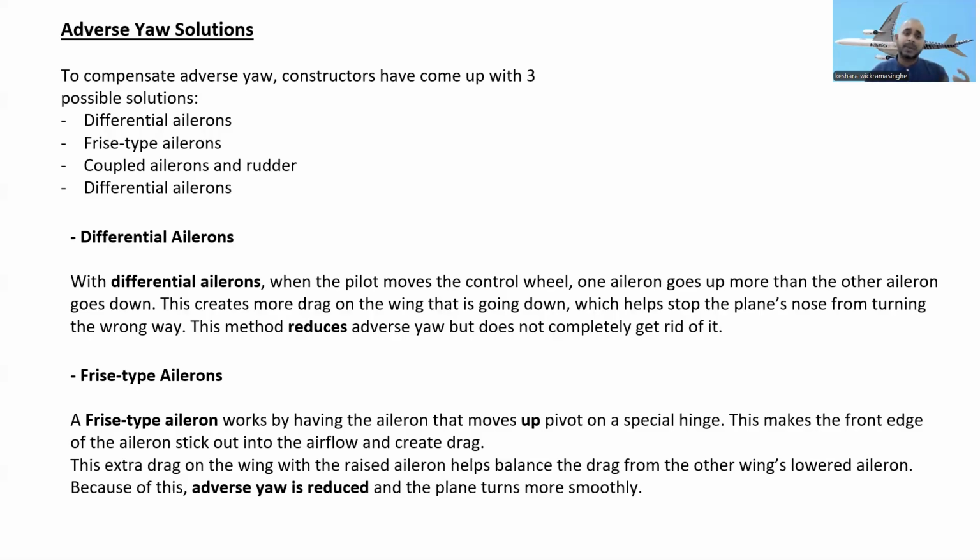Now the Frise type ailerons. The Frise type ailerons work by having the aileron that moves up pivot on a special hinge. This makes the front edge of the aileron stick out into the airflow and create drag. This extra drag on the wing with the raised aileron balances the drag from the other wing's lowered aileron. Because of this, adverse yaw is reduced and the plane turns more smoothly.